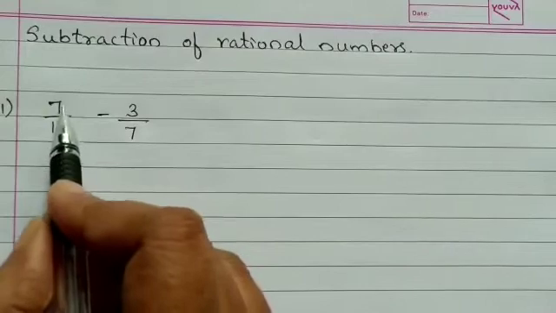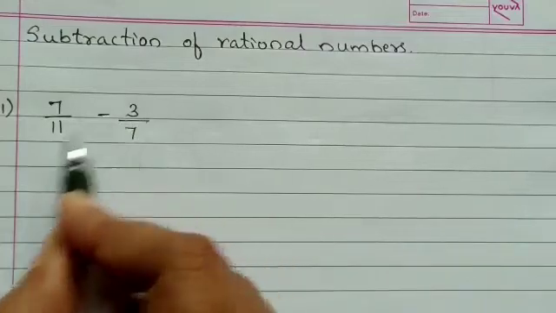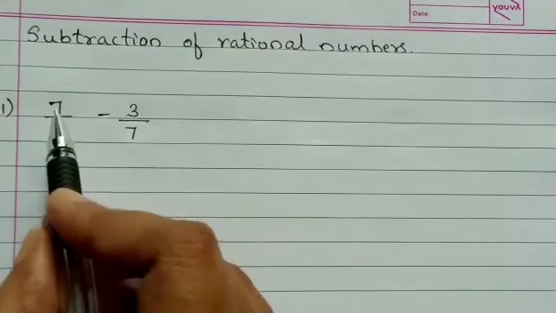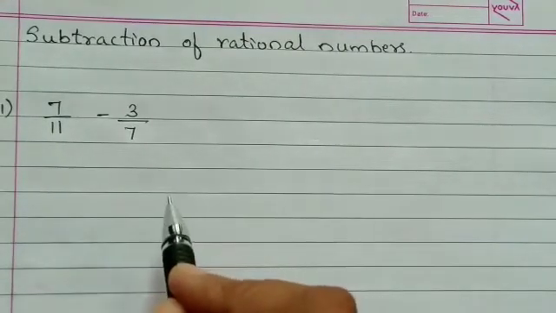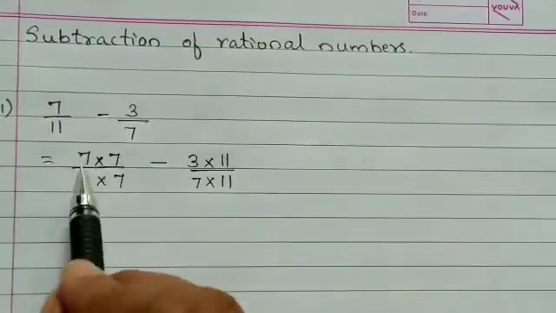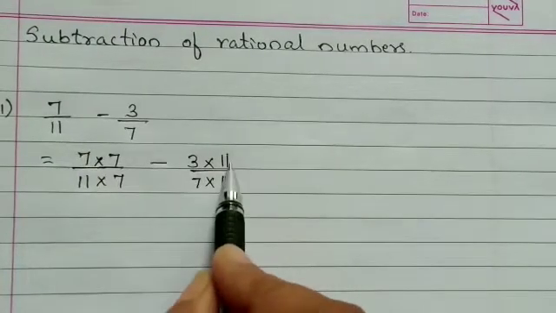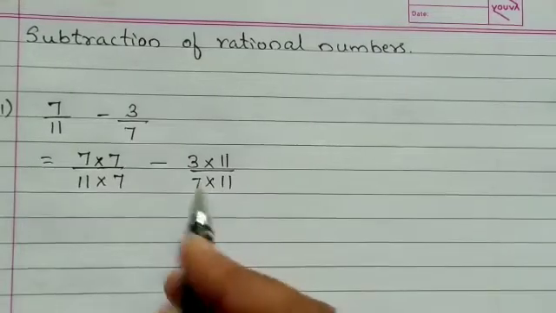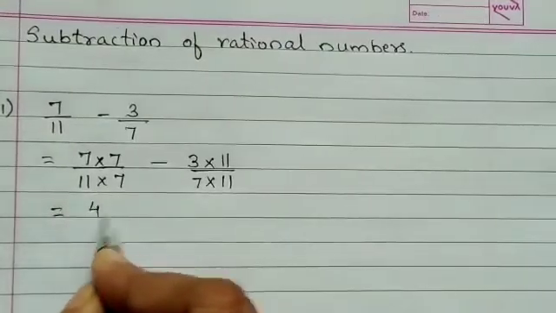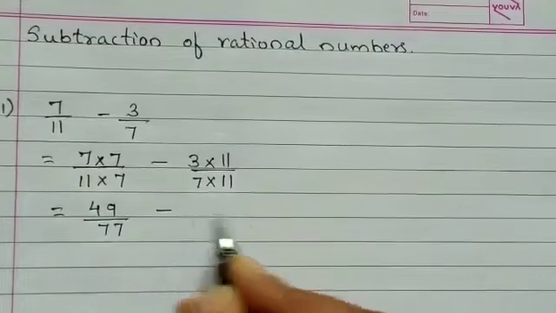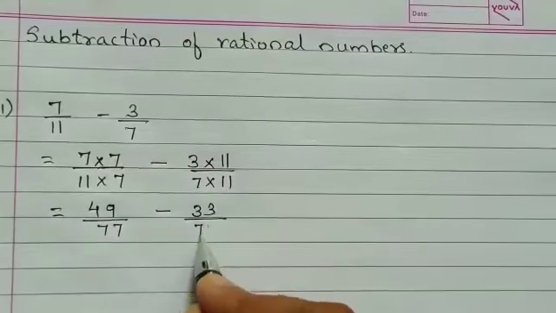So what do we have to do? Multiply the first fraction by the denominator of the second and multiply the second fraction by the denominator of the first. Multiply both the denominator and the numerator. So this doesn't change the value of the number. When you multiply, you get 7 multiplied by 7 upon 11 into 7 minus 3 multiplied by 11 upon 7 multiplied by 11. So what will you get? 7 multiplied by 7 is 49 upon 77 minus 3 multiplied by 11 is 33 upon 7 multiplied by 11, again 77.